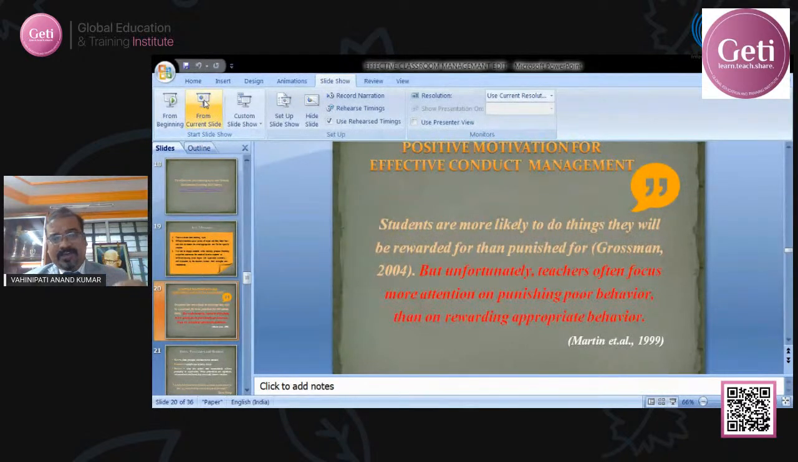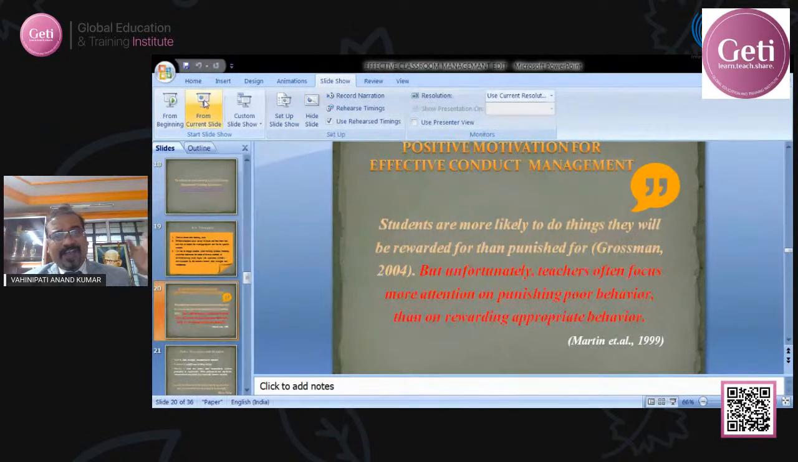But unfortunately, teachers often focus more attention on punishing poor behavior rather than rewarding appropriate behavior. So, if you want to have effective conduct management in the classroom, what is important is positive motivation for the students. In any classroom of 40 minutes, say, hardly one or two students misbehave, a slight 5% of deviation in the classroom due to the unexpected behavior of a student.